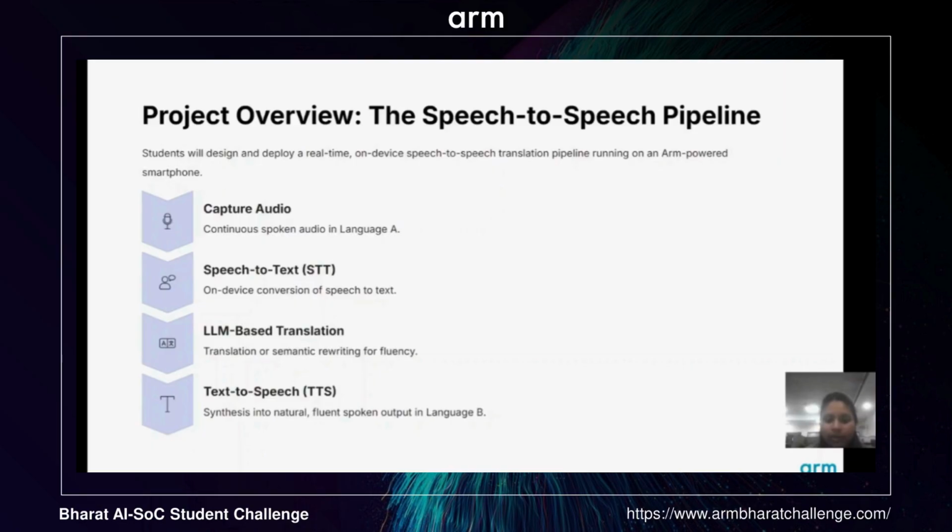Let's look at the end-to-end pipeline you will be building. Stage 1 is to capture the audio: continuous spoken audio input from the microphone. Stage 2 is speech to text: convert speech into text using an on-device ASR model. Stage 3 is LLM-based translation or semantic rewriting: translate or rewrite the text to ensure fluency and correctness. And stage 4 is text to speech: convert the translated text into natural sounding speech.